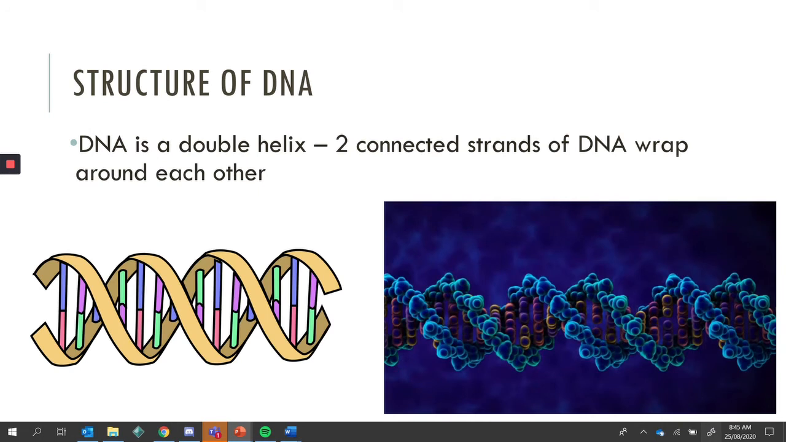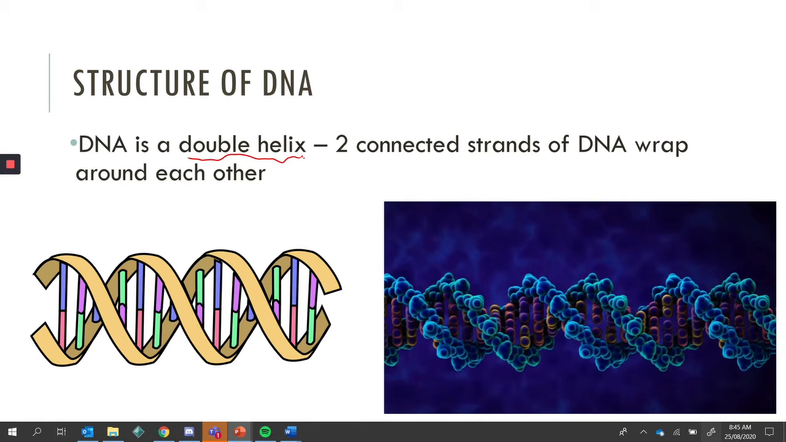Okay, so the next part of our learning intention is, what does DNA actually look like? What's the shape of DNA? So we call DNA a double helix structure, and when you do the next activity that's set for you, you'll start to get a better idea about this.